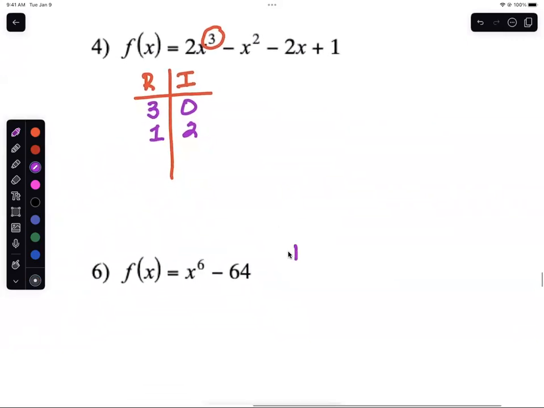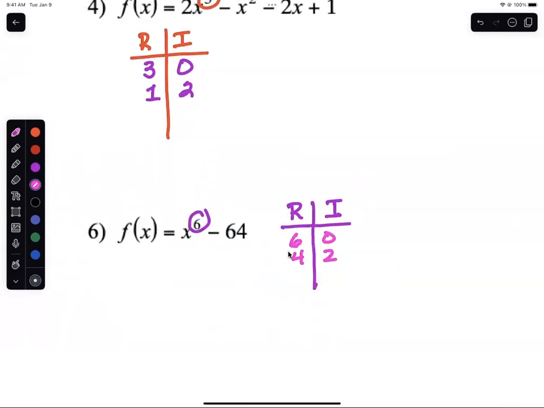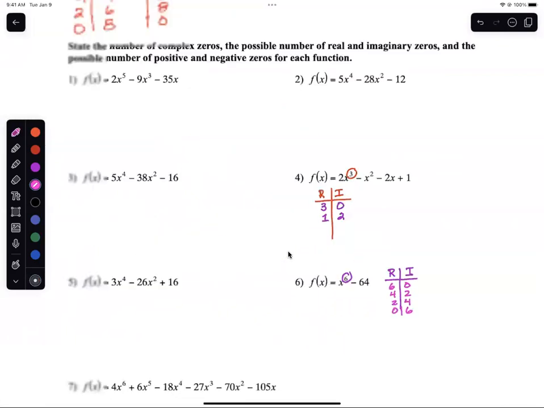Looking at the next one, real versus imaginary. Let's see, I'm wanting to total 6 every time. I could have 6 real, no imaginary. I could have 4 real, 2 imaginary. I could have 2 real, 4, or no real, and they could all be imaginary. The important thing is that the imaginaries are occurring in even number pairs.